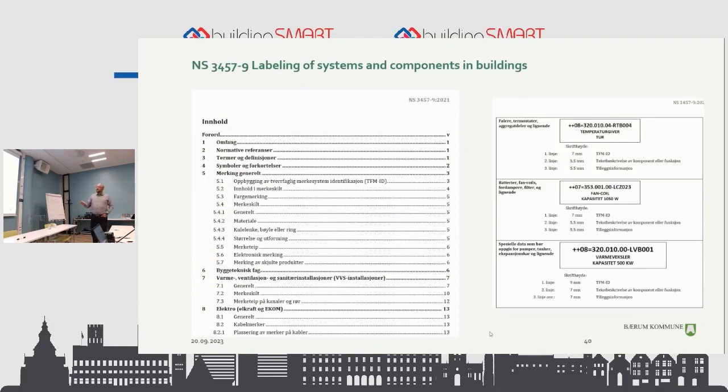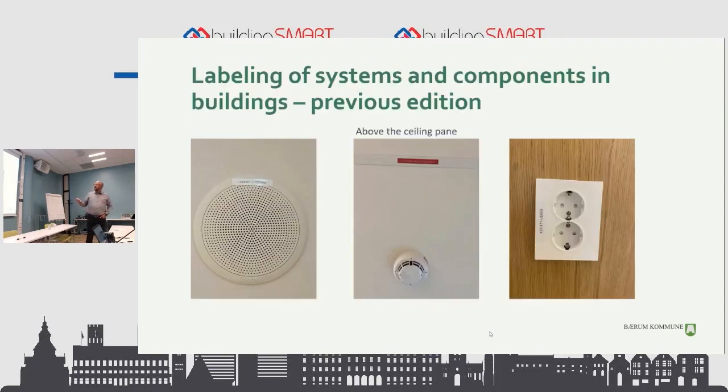3457-9 uses the previous standards and addresses how to label the systems and components in the building. So this standard is from 21. The building I work in has the previous edition, but this is how the components are labeled following these standards. And here, the red one, that's above the ceiling. We also have a fire detector above the ceiling, and this one has its own address on this label.